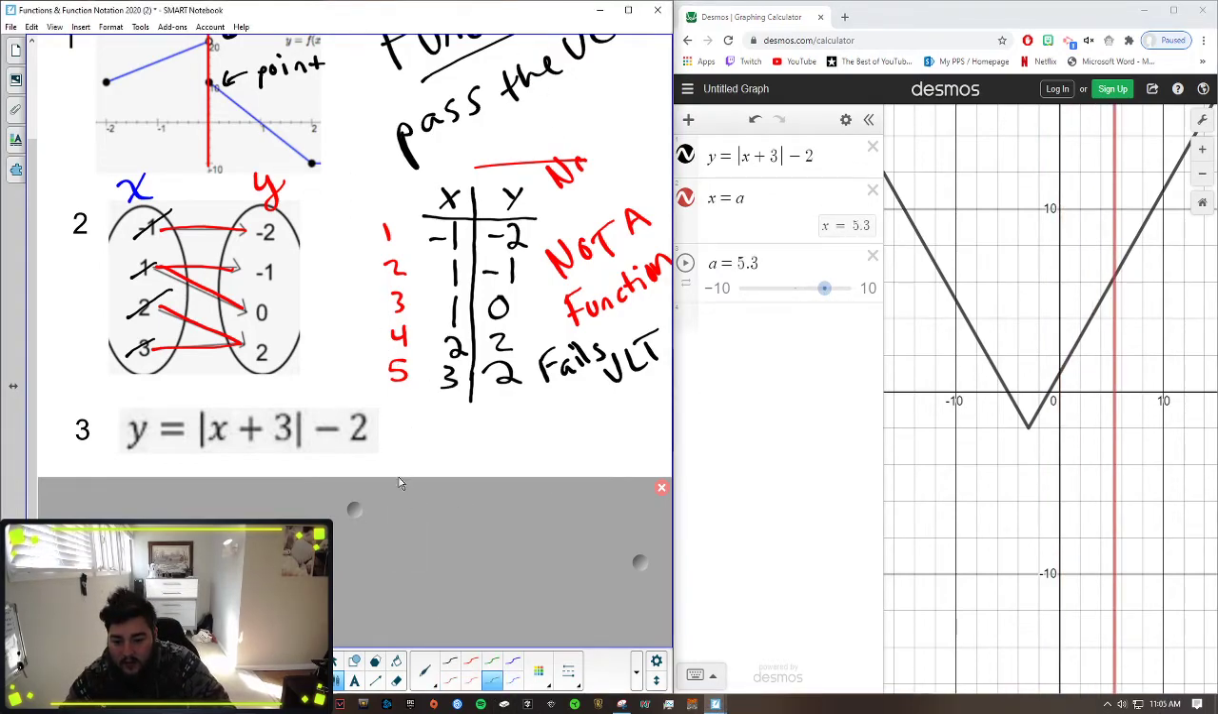So number 3 is a function. And our reasoning is it passes the VLT. And I'm done.